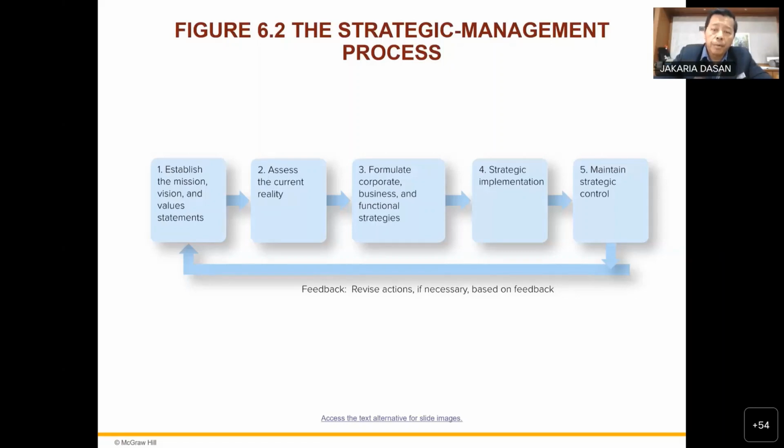Third is to formulate corporate, business, and functional strategies, like the previous slide. 4, only then you go for strategic implementation. 5, maintain strategic controlling.